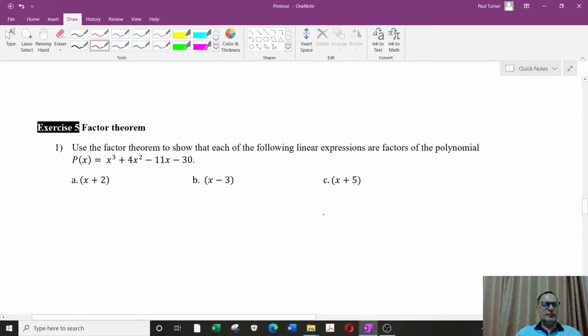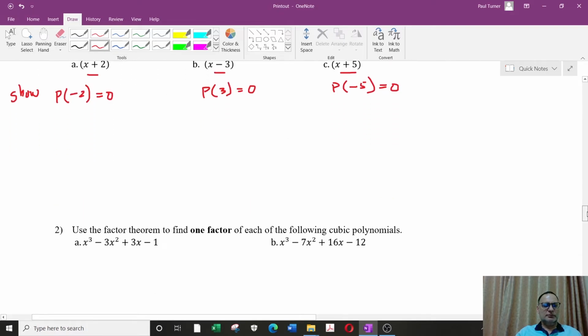Okay, so when you come to your exercises, use the factor theorem to show that each of these linear expressions are factors of the polynomial. So in this case, you need to show me that p of minus 2 equals 0. Go. X minus 3. So in this case, you need to show that p of 3 equals 0. In this case, p of minus 5 equals 0. For question 1.